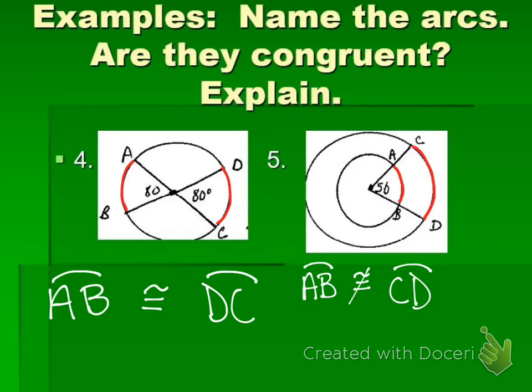So these ones are not congruent because the circles are not congruent, or the circles do not have the same radius. So you could say circles not congruent, or circles don't have the same radius as your reasoning for saying that they are not congruent.